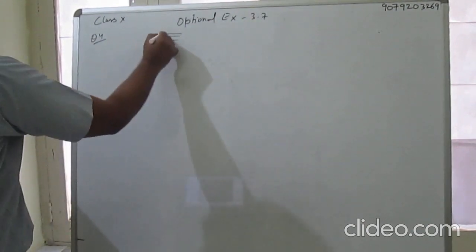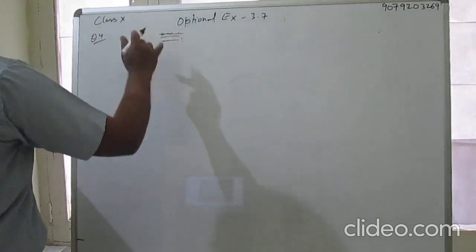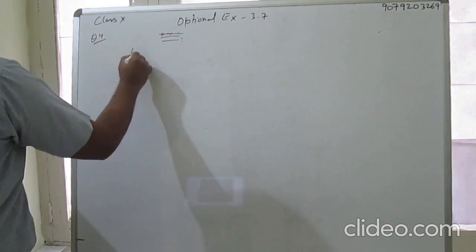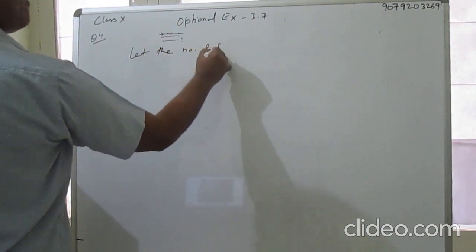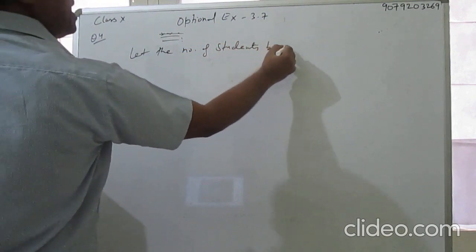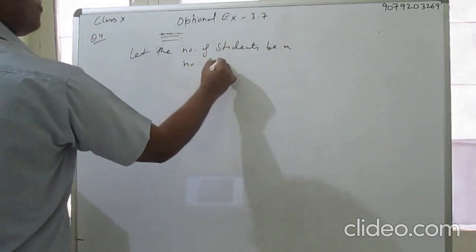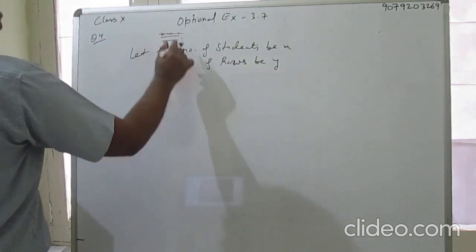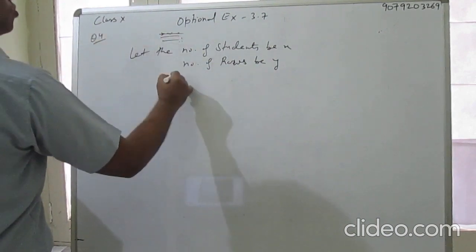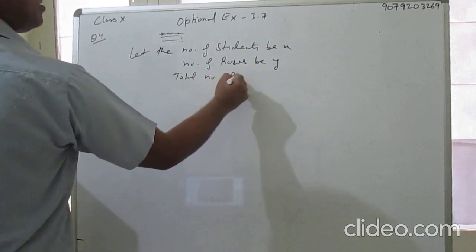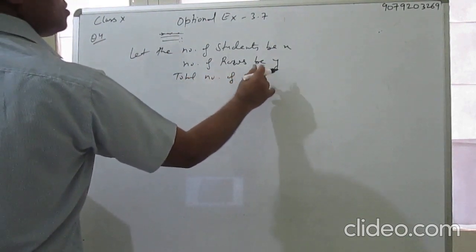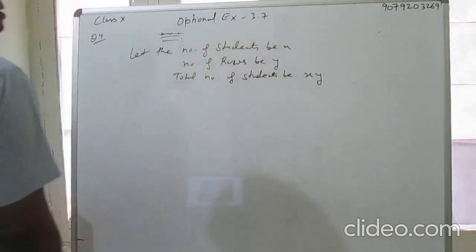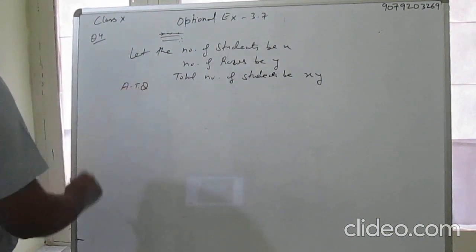If the students are standing in rows, how will you calculate the number of students? Let the number of students in a row be x and the number of rows be y. So this is the number of students in a row, this is the number of rows. So the total number of students will be x into y.